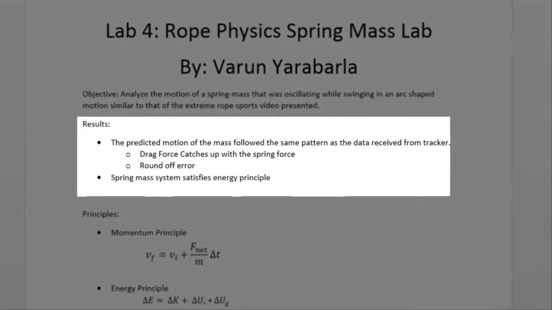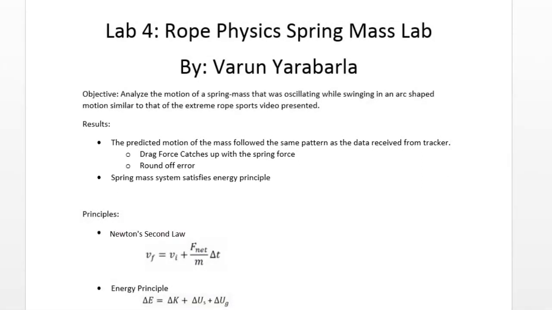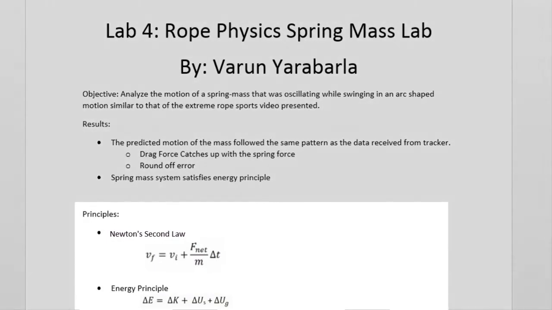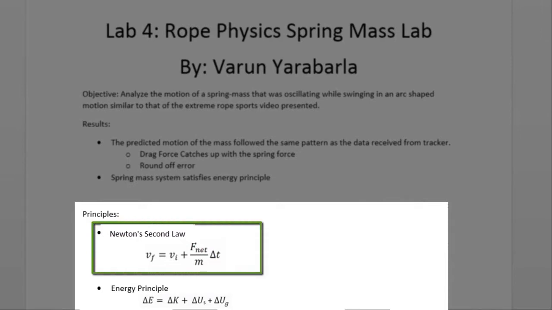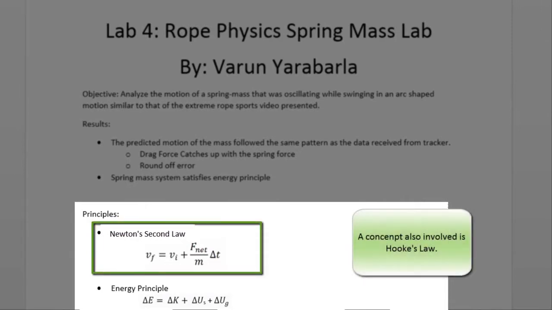The motion of the mass was similar for both in the x and the y directions. The results were that the predicted motion of the mass followed the same pattern as the data received from Tracker. The spring mass system does indeed satisfy the energy principle. The two main principles that are applicable to this lab are Newton's second law and the energy principle, as these are the two models relevant to the physical system.